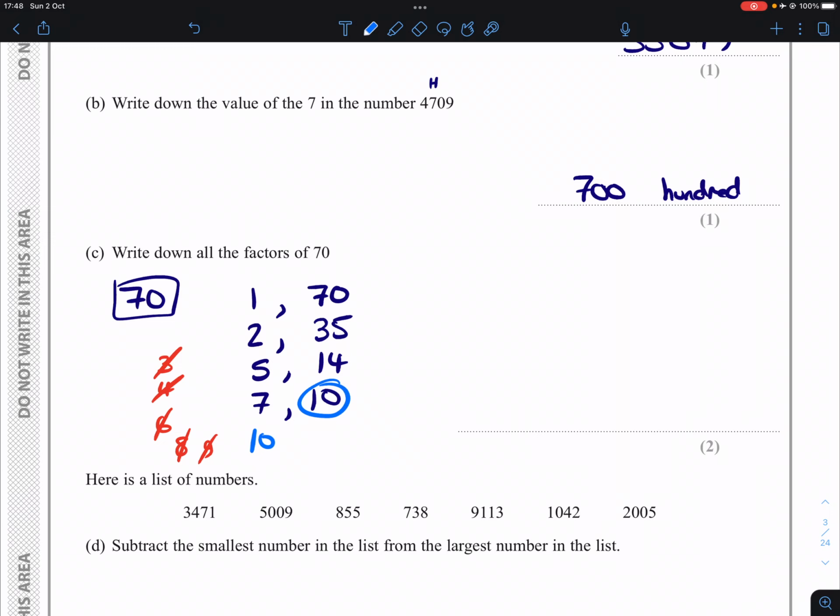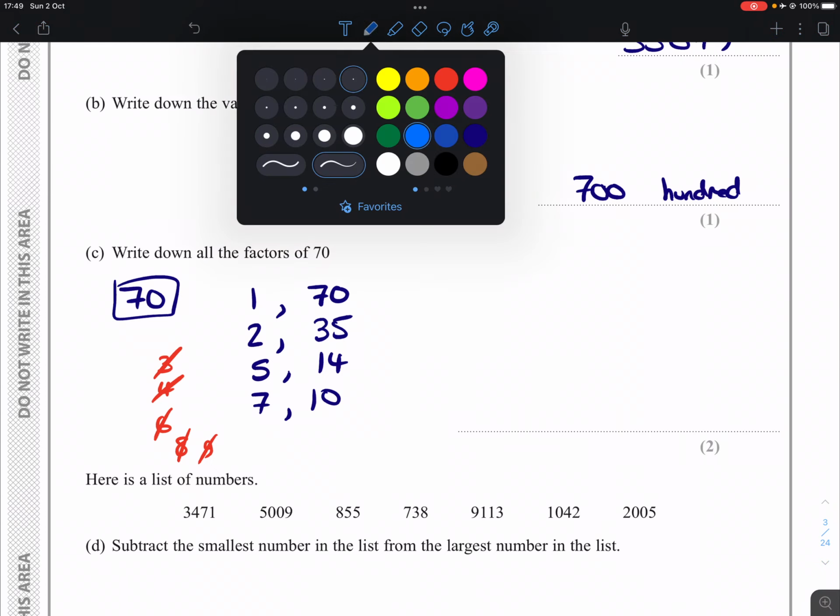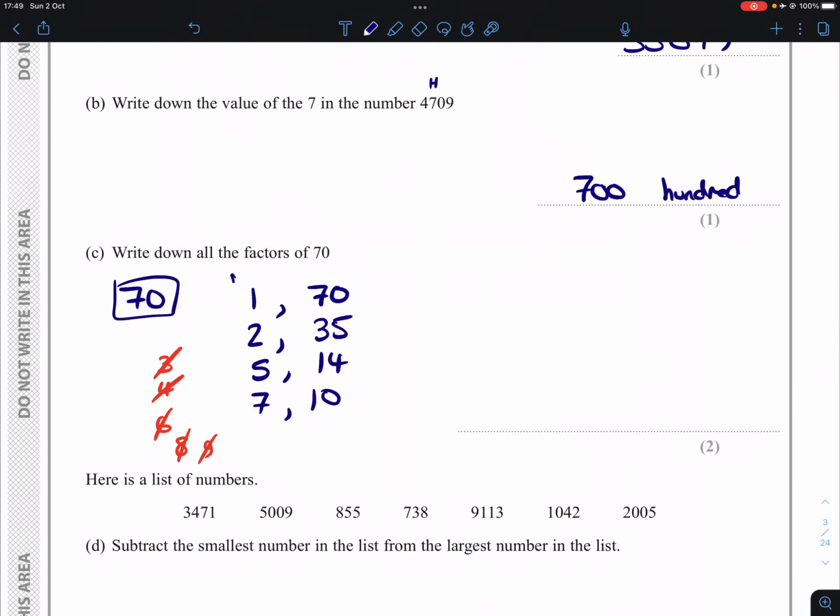So when you reach the number that's at the bottom of the right-hand side of that list, you will know you've figured out all the possible factors. Therefore, all 8 of these numbers are our factors of 70.